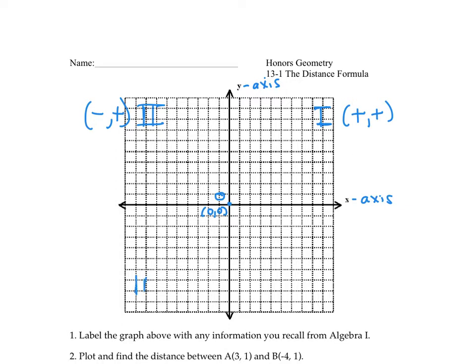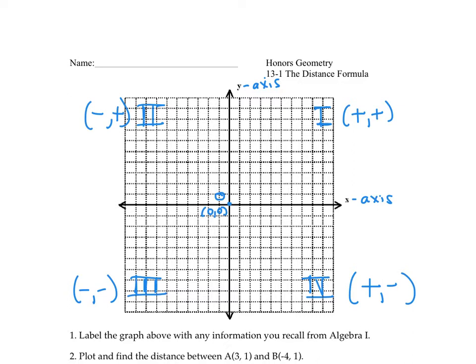In the third quadrant, in the lower left-hand corner here, we went to the left on the x-axis and down on the y-axis, so both x and y are negative. And finally, in the lower right-hand corner, that's quadrant 4. And in quadrant 4, x is positive, but y is negative. Okay, so hopefully you recall at least some of those facts from your previous math course.